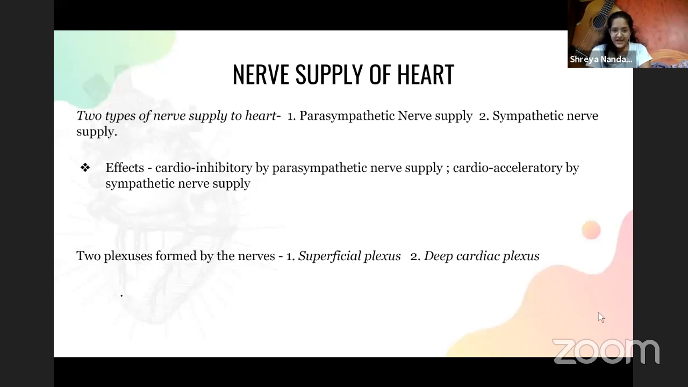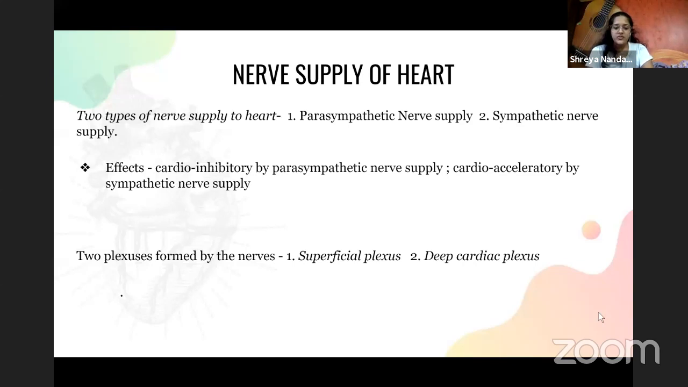So we have reached the last topic of the anatomy, which is the nerve supply of the heart. There are two types of nerve supply to the heart. First is parasympathetic nerve supply, and then there's sympathetic nerve supply. The parasympathetic nerve supply reaches the heart through the vagus nerve, and the sympathetic nerve supply reaches the heart through the spinal nerves, that is thoracic nerves T1 to T5.